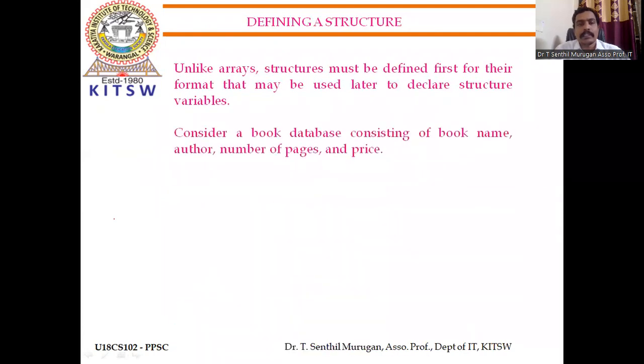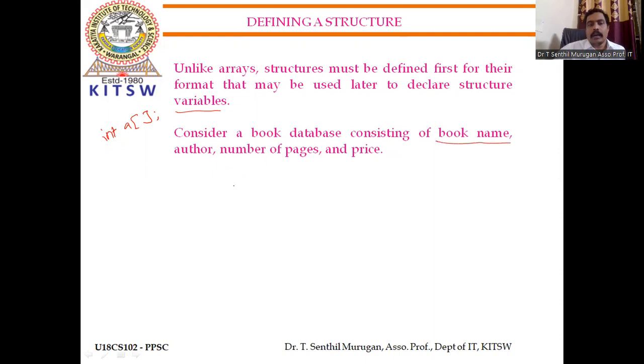How to define the structure? It is not like an array, where we simply type int, the array name, and the size of the array. No, not like this. First we have to define the structure, which must be defined first for its format, that is, what format it needs. Later, whenever we want to access the structure, at that time we have to declare the structure variables. For example, take a book database. So what will be there?